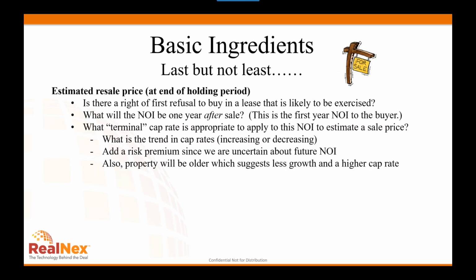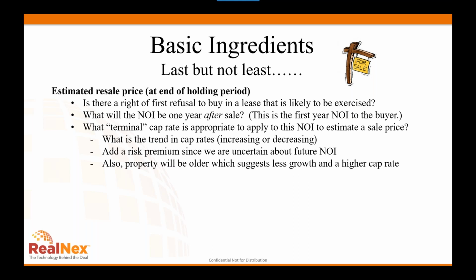Okay, last but not least, we need to estimate the resale price of the property at the end of the holding period. You think about whether there's a right of first refusal, where the tenant has a right to buy the property, or somebody has the right to buy the property, that might affect what you think about for the sale price. Typically, though, what you see is estimating the resale price by using the concept of a cap rate.